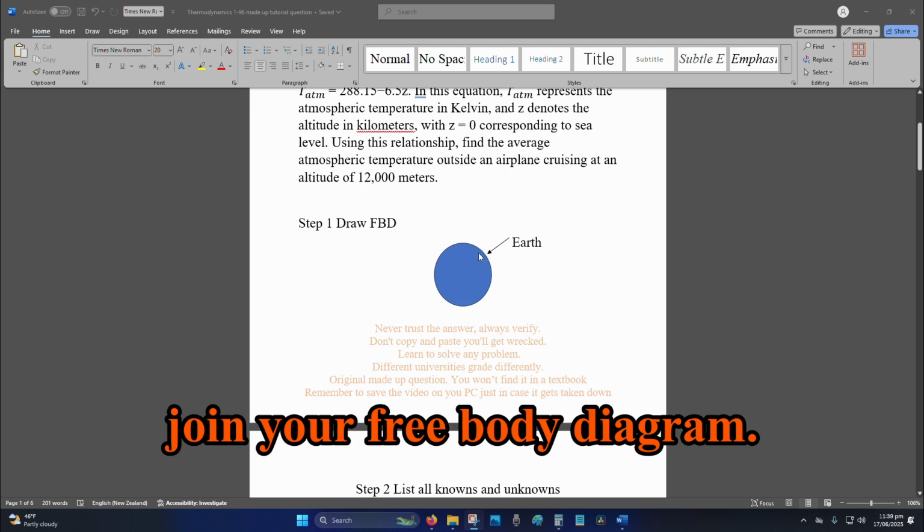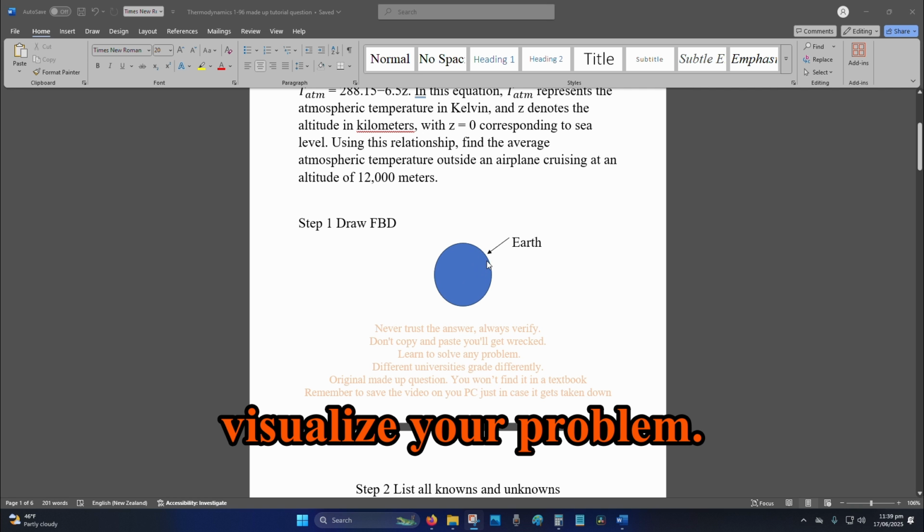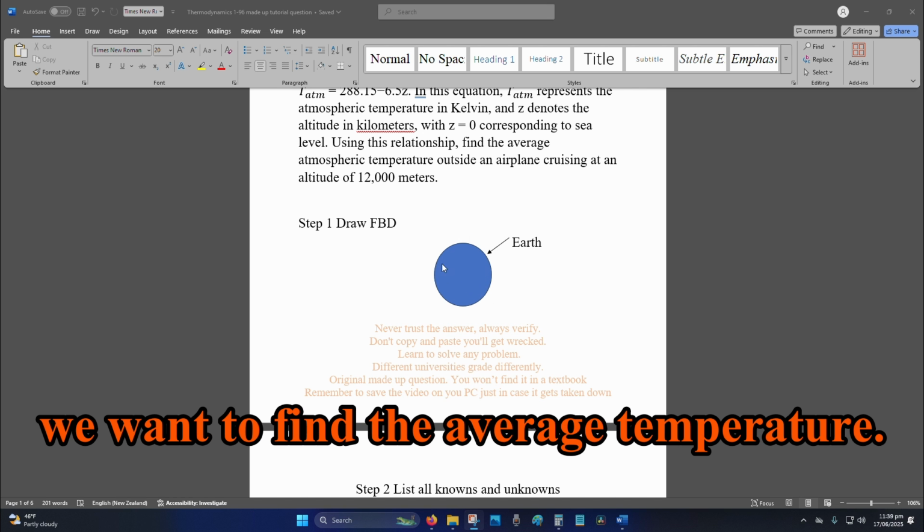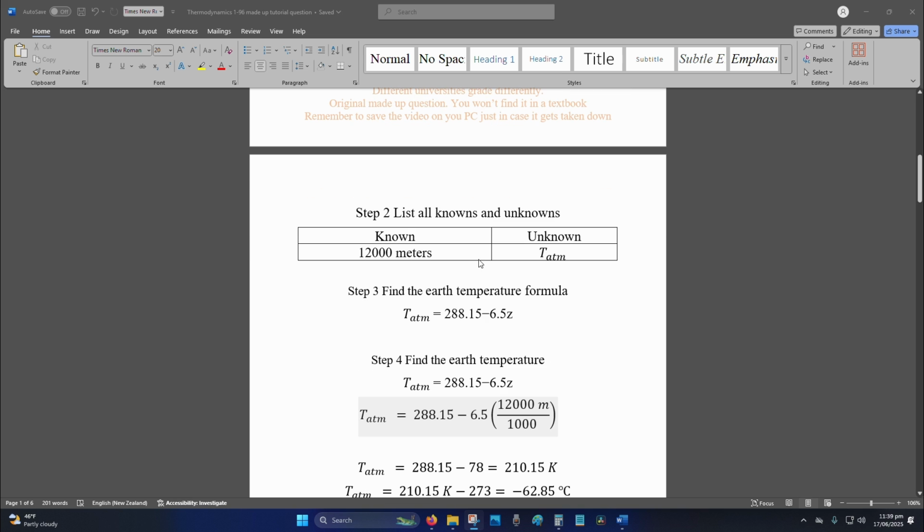Step 1, draw your free body diagram. This will help you visualize your problem. So draw your FBD. So we've got Earth, we want to find the average temperature.